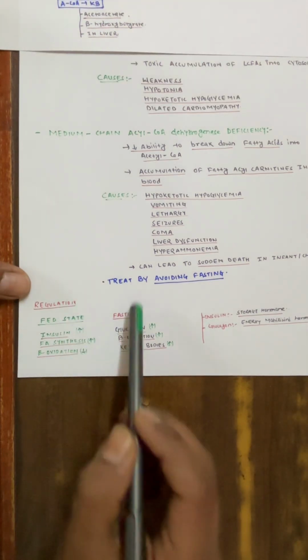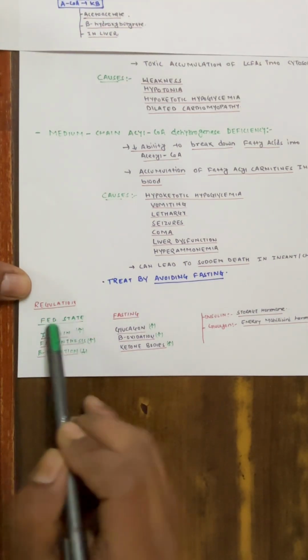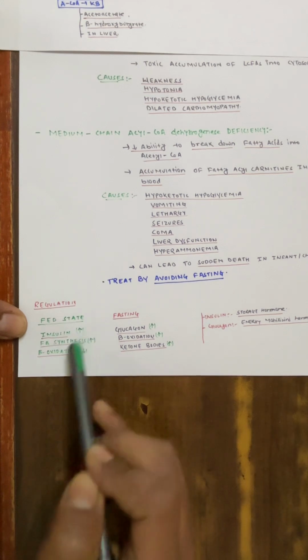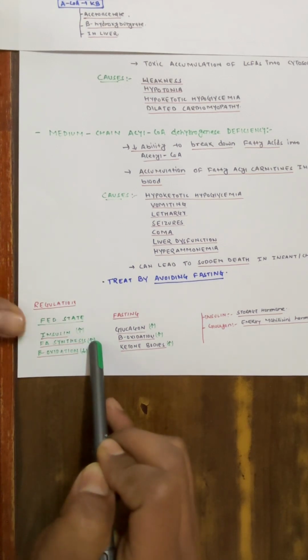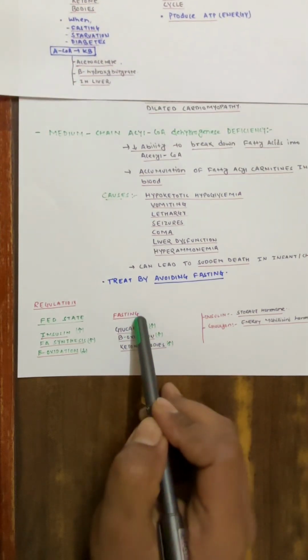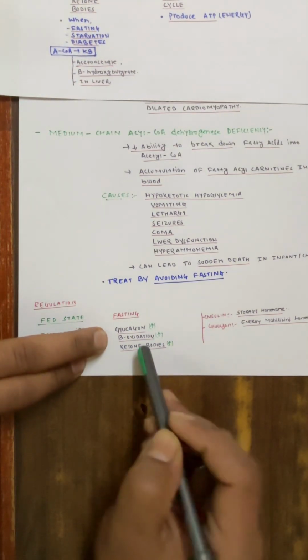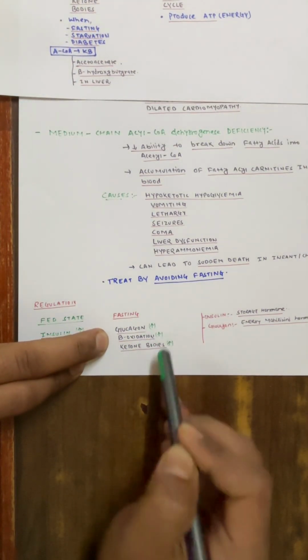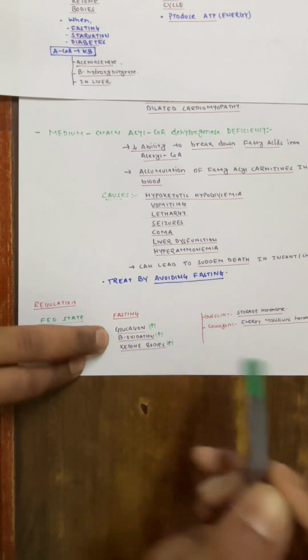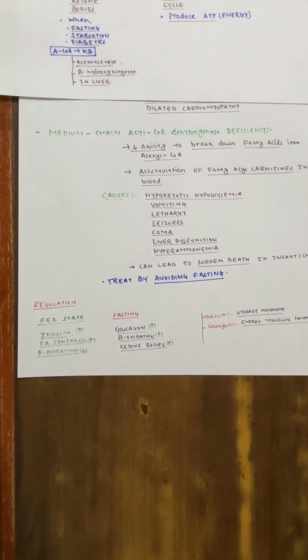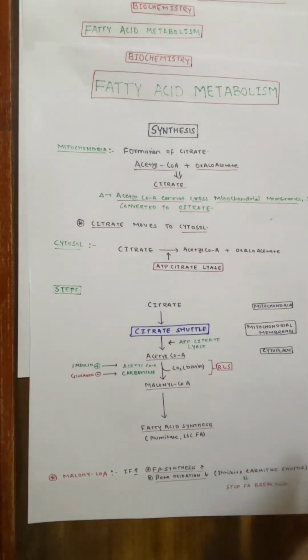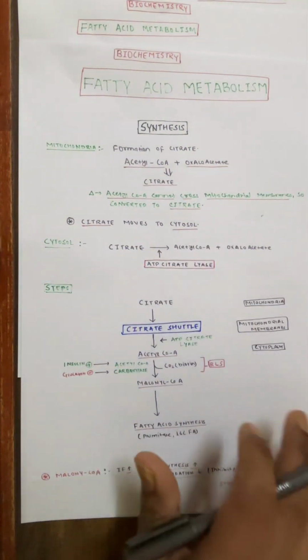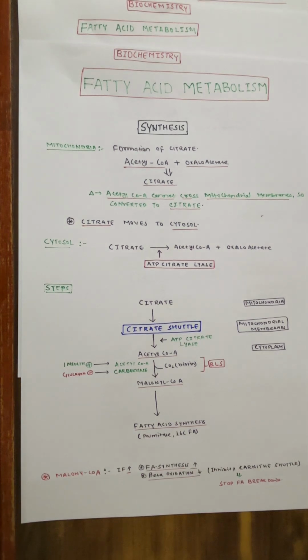So just remember that in the feeding state insulin will increase, fatty acid synthesis will increase, and beta oxidation will decrease. But in the fasting state, glucagon increases, beta oxidation increases, and ketone bodies also increase. So this is all about fatty acid metabolism.